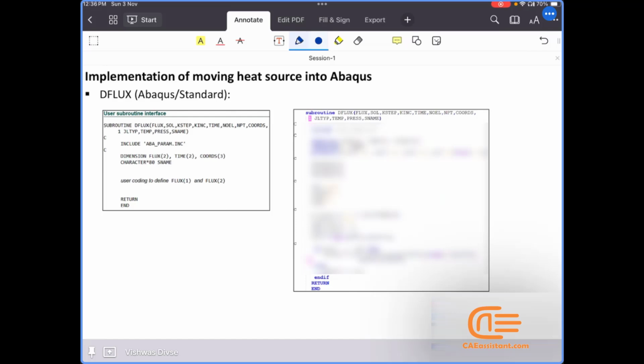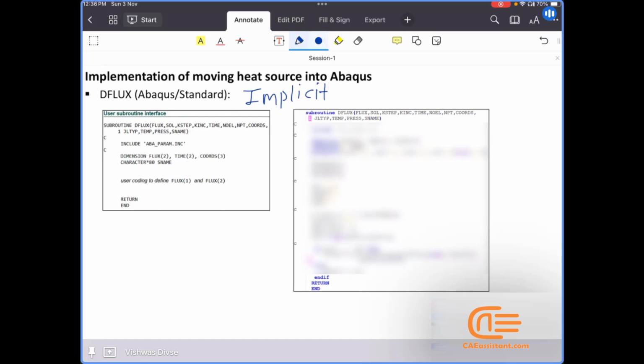As I told you, I will show you two kinds of subroutine, let's say. The purpose is the same, to model a moving heat source. But in Abaqus, there are two main solvers: Abaqus Standard, which works with the implicit method, and Abaqus Explicit. The name itself suggests that it works with the explicit method.